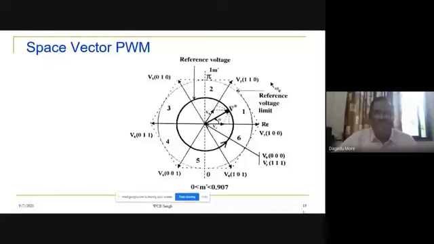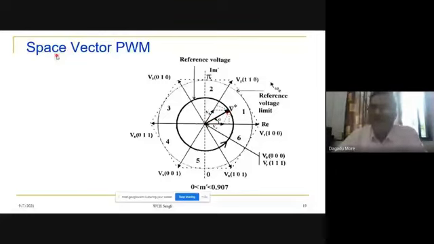Last time we started with the space vector PWM switching technique for a two-level inverter, and in that case, initially we discussed the concept of voltage space vector. So a three-phase quantity can be represented with a single vector, and that we can call a space phasor or space vector.